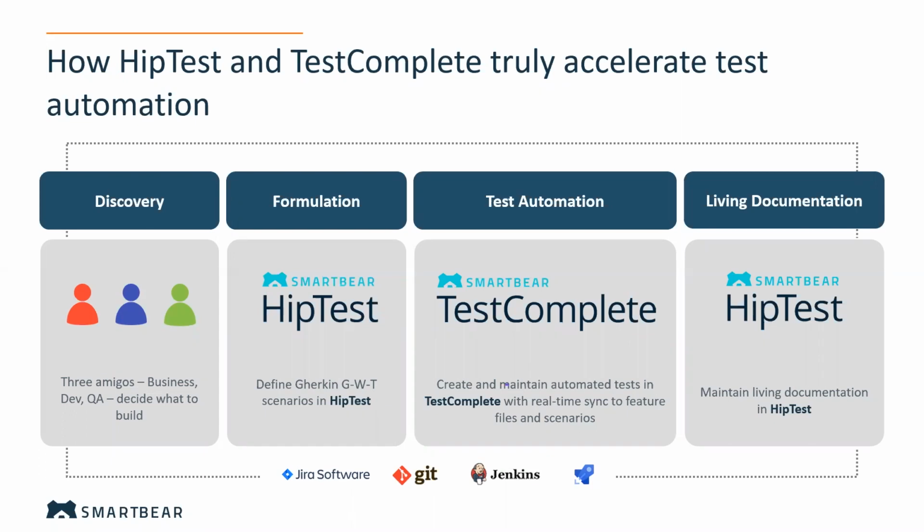along with integration with the most popular tools out there. You can do this with an integration with Jira and Git. If you have everything in source control, you can always have that as a single point where TestComplete connects to Git, HipTest is connected to Git, and everything is nicely versioned for you. And of course, you can use Jenkins and Azure as well to run your tests in a continuous form.